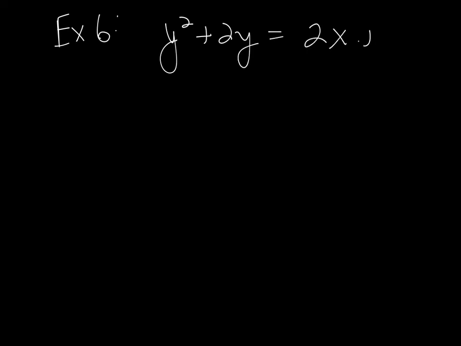Okay, new page, and let's see what happens here. I don't know if I just lost my other video, but we'll just go with it. I think we're on example 6 now. So we've got y squared plus 2y equals 2x plus 1. And let's go ahead and find the second derivative.